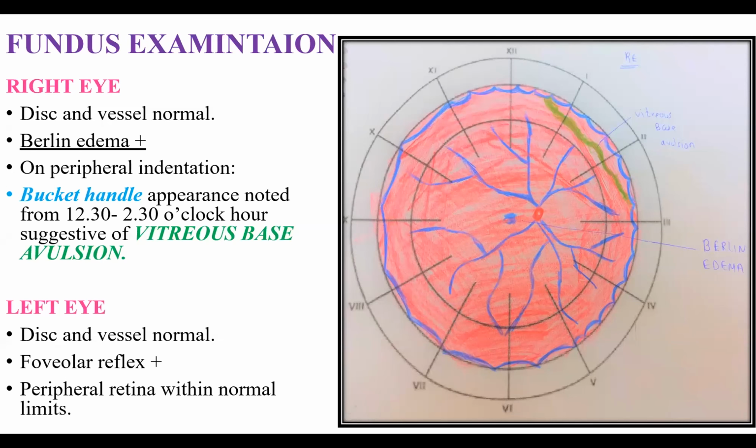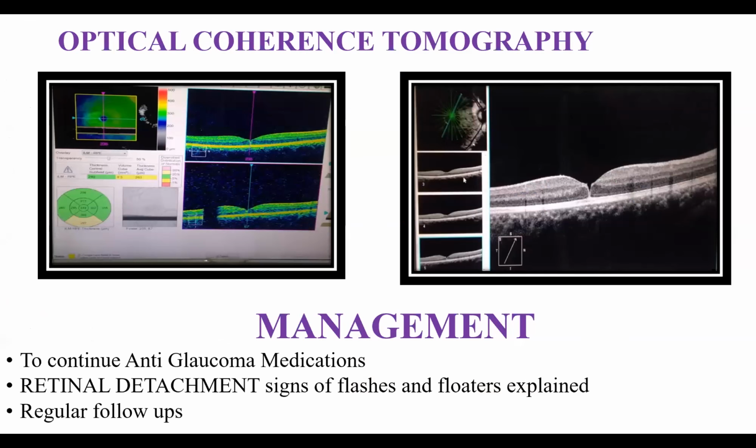Here is an OCT image of the right eye, that is the traumatic eye, showing Berlin's edema. And for the management part, as he had angle recession glaucoma, we advised regular follow-up and explained the warning signs like flashes and floaters which are seen in retinal detachment. Coming to the discussion part, ocular injuries are the most common cause of acquired uniocular blindness in children.